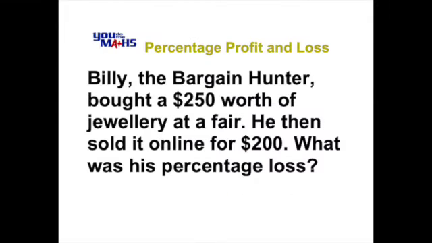In our next example, Billy the bargain hunter went and purchased some jewellery. He purchased it for a cost price of $250 and then sold it online for $200. In other words, he sold it for an amount that was less than what he purchased it for. In this case, he's made a loss.